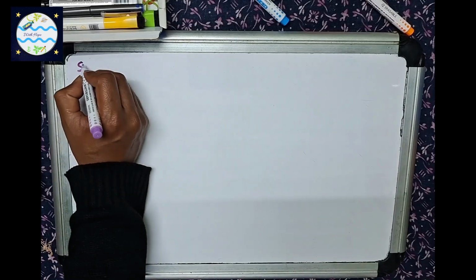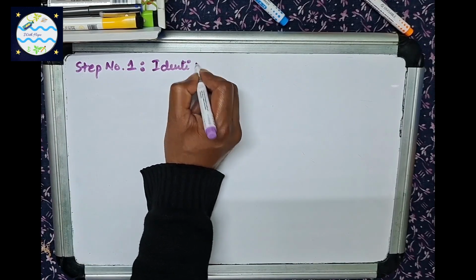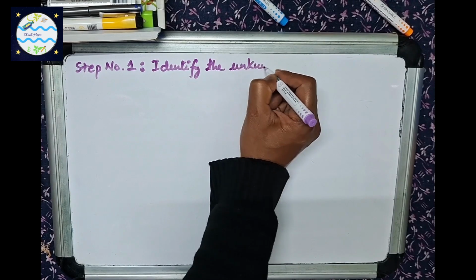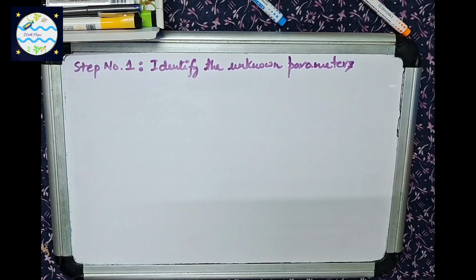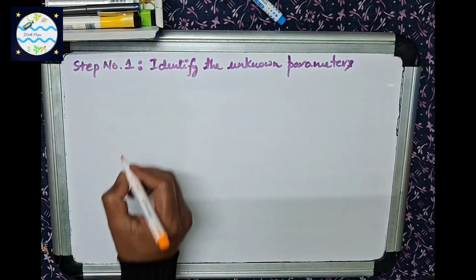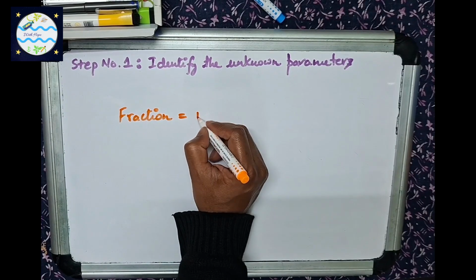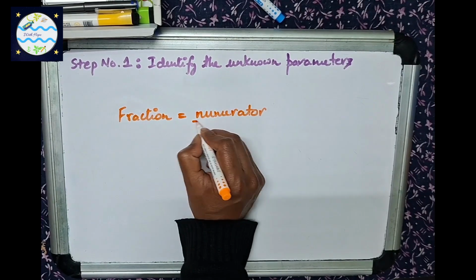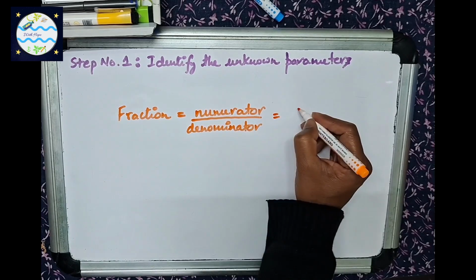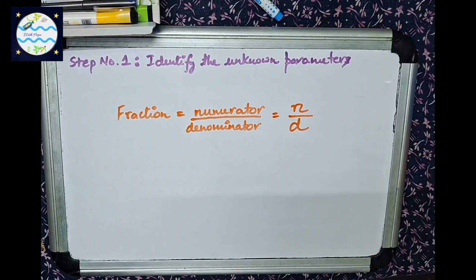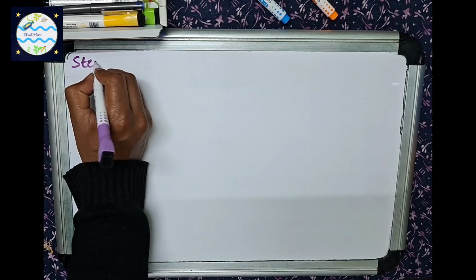Let us begin with step number 1. Identify the unknown parameters. What is the riddle asking us to figure out? Yes, the fraction. A fraction has two components, a numerator and a denominator. We will denote the numerator with the variable n and the denominator with the variable d. Fraction is equal to numerator upon denominator, which is equal to n upon d. Let us move on to step number 2.